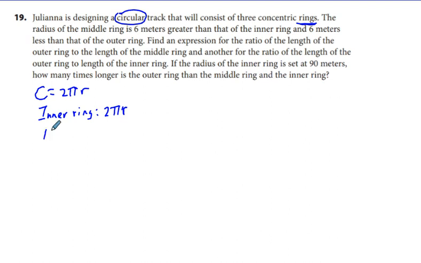The middle ring, we have the radius of the middle ring is 6 meters greater than that of the inner ring. So we're going to have 2 pi times quantity r plus 6.